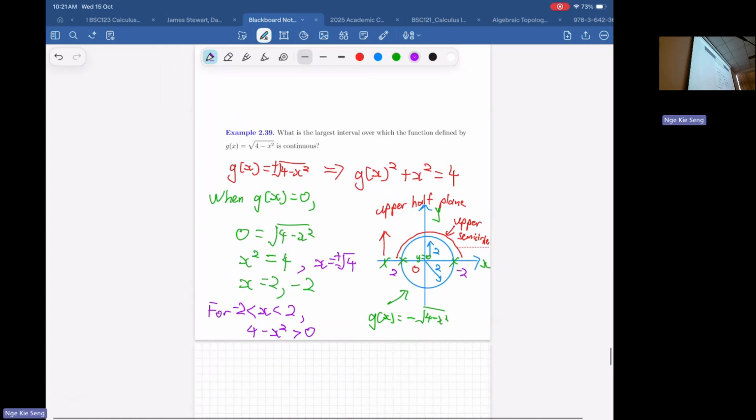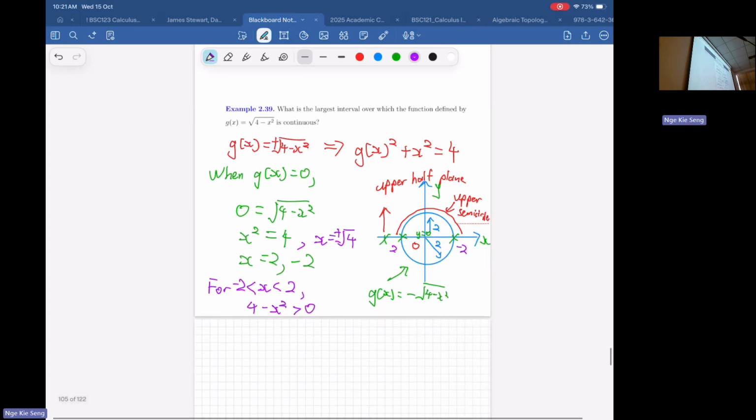Other than that, what do you need to know? So it is defined. G is defined on the closed interval in particular.